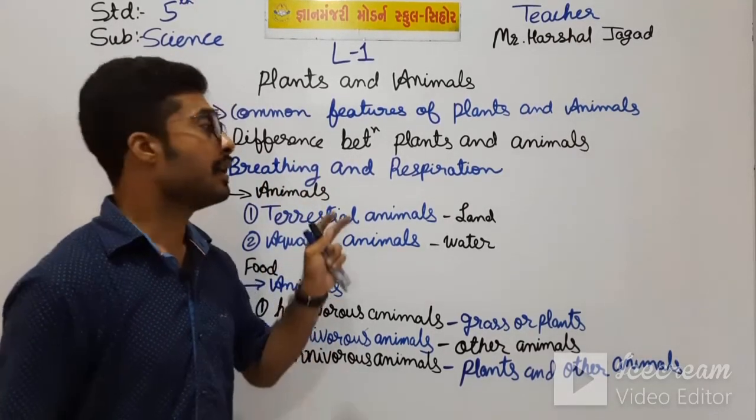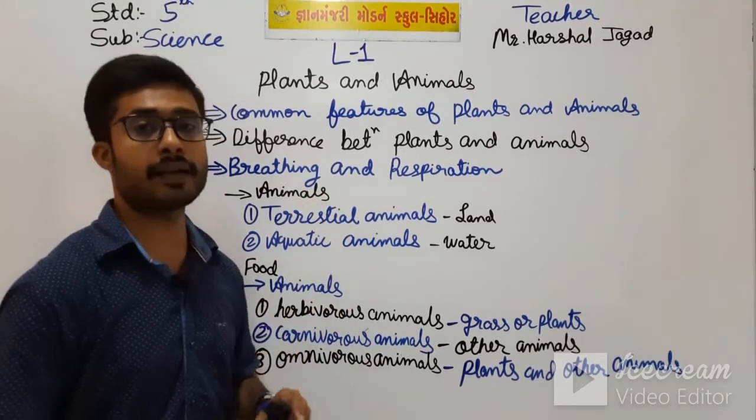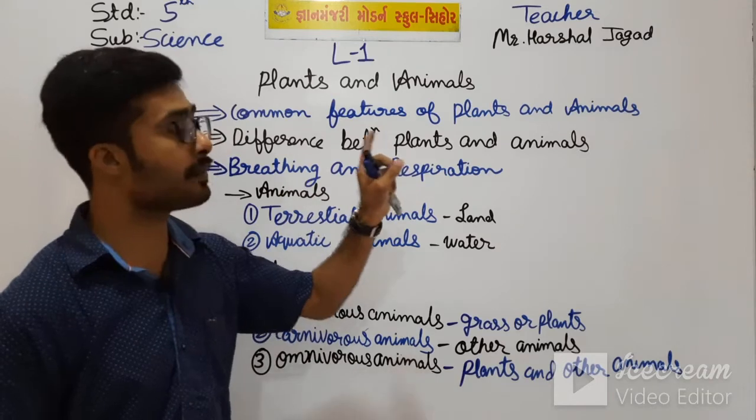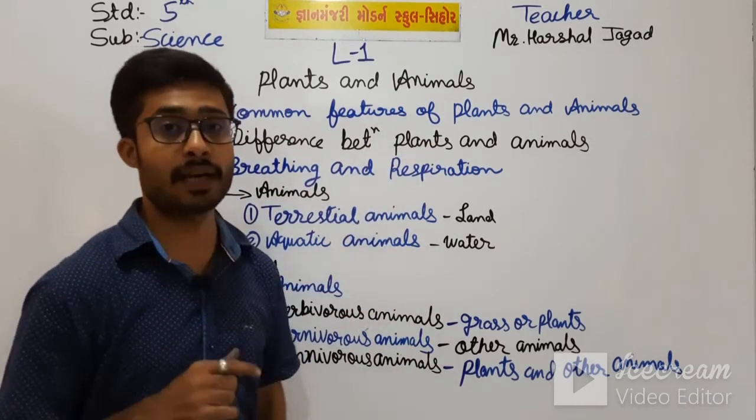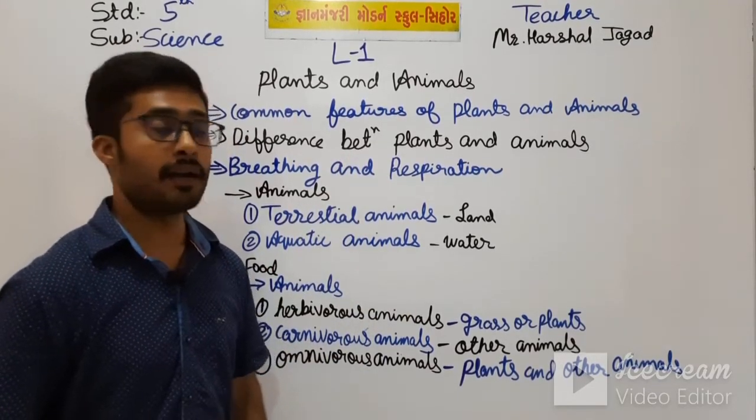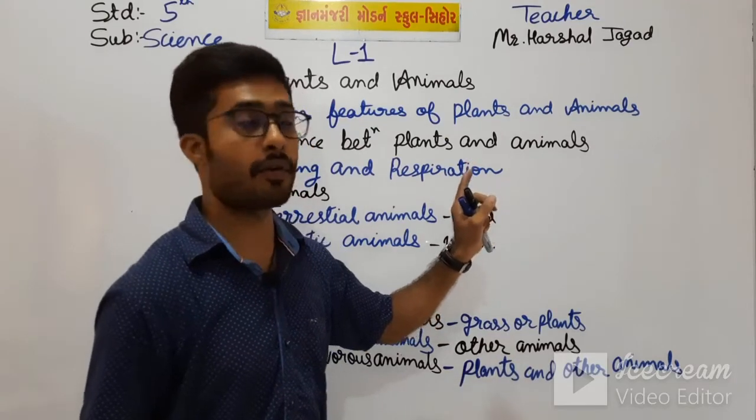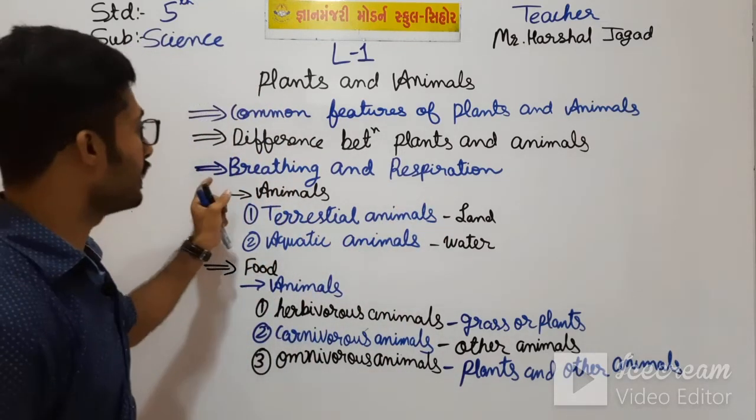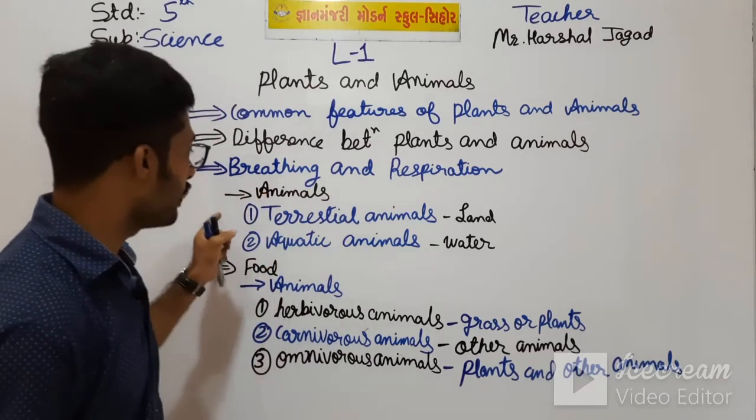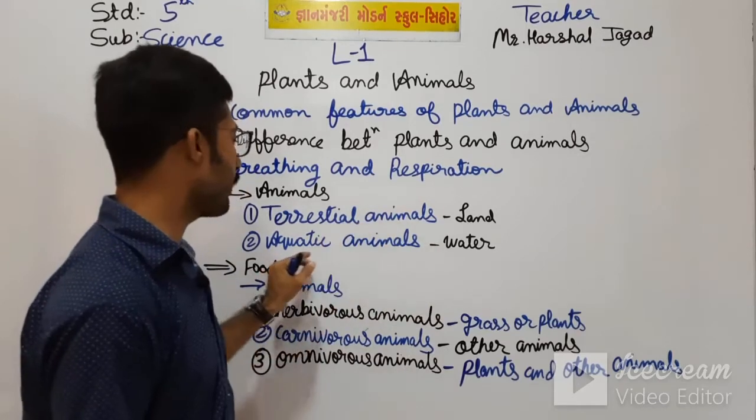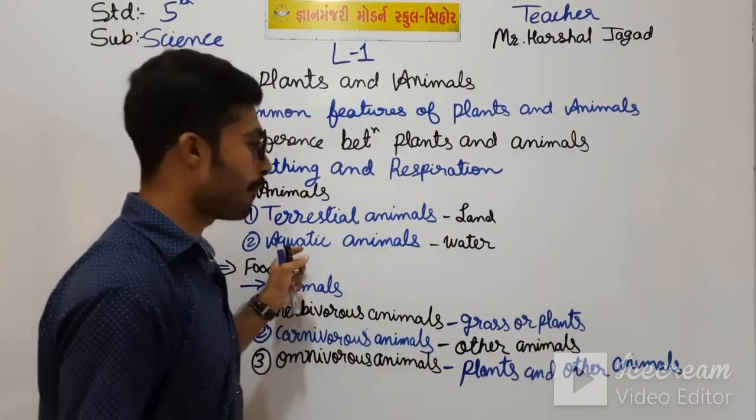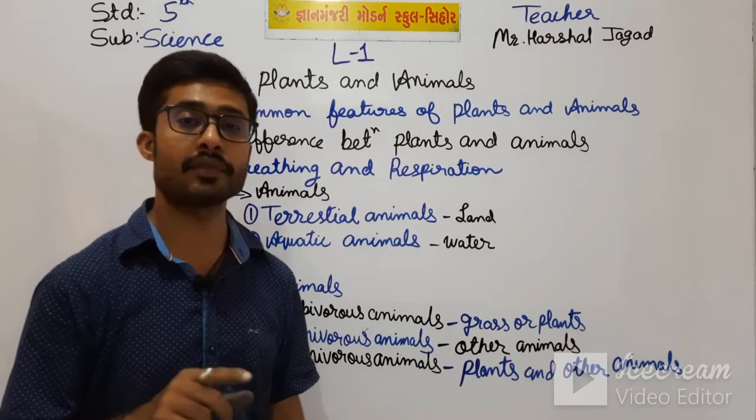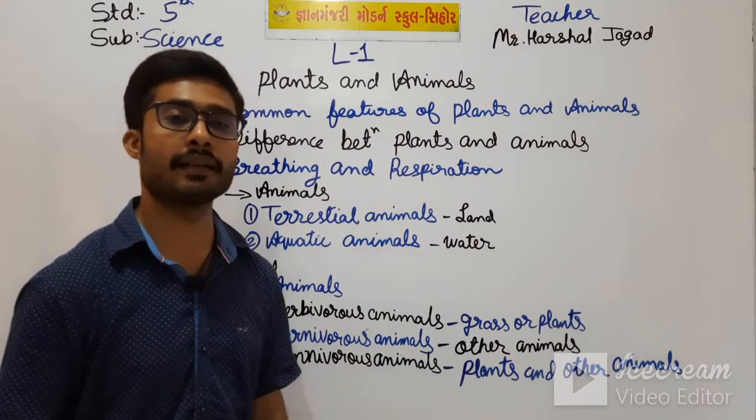So in this we have seen some of the specific points of the common features. In common features there was one point that both plants and animals breathe, but in the difference between plants and animals we have seen that plants breathe through their stomata and animals have some specific organs for breathing, like nose and other things. In animals we have seen the terrestrial animals which live on land and aquatic animals which live in water, and in plants we have seen that they breathe through their stomata, which in the leaves are some small holes. Okay students, from that they breathe.